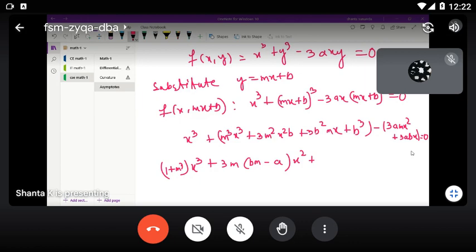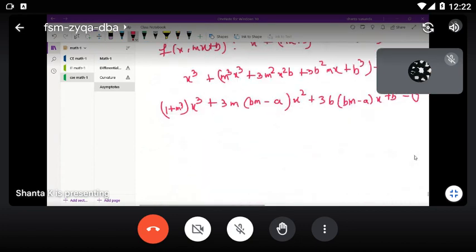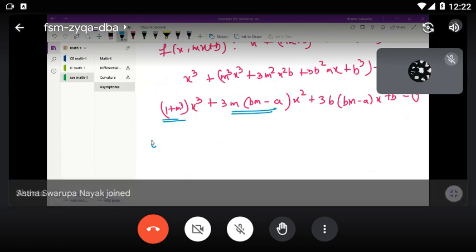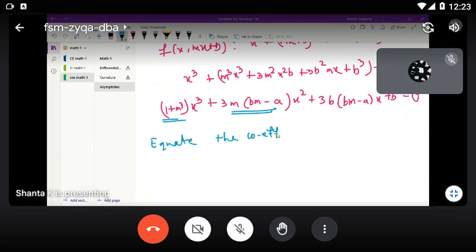And similarly 3b square m, 3ab, so 3b we can take common. So again bm minus a, x plus bq equals to 0. So we will set the first two terms as 0. Okay, so this one and this one. So equate the coefficients of x cube and x square to 0.